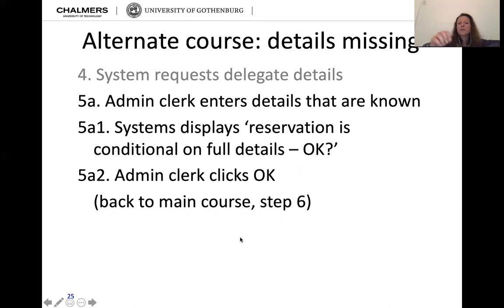Another one would be that there are details missing, not in the course, in the database. When the system requests delegate details in step number 4, the admin clerk enters the ones that are known, and then gets a message by the system that says reservation is conditional on full details, okay? And then the admin clerk can click okay, because they know there are some details missing, they don't have them available right now, and they take the responsibility for this. And then we continue with the main scenario in step number 6.